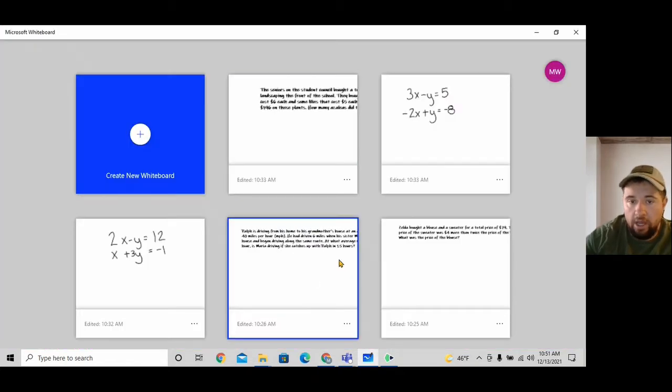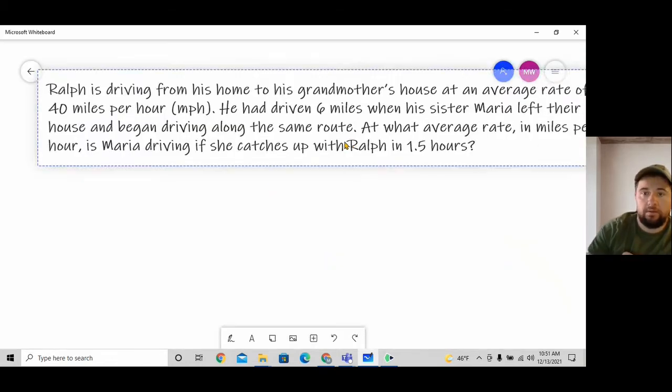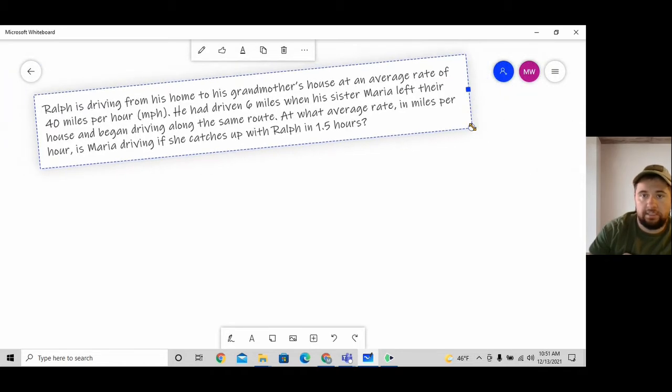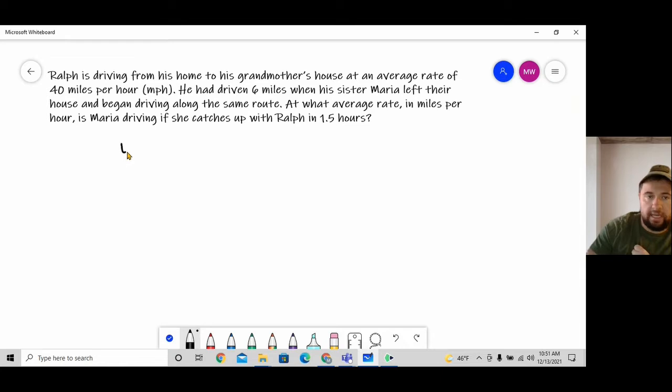So we're going to look at that on the whiteboard. Now, here's what I see when I look at this. He is going 40 miles an hour. So that's 40x. And he got a 6 mile head start, so plus 6. Now, 1.5 hours. How far had he gone when she catches up with him in 1.5 hours?